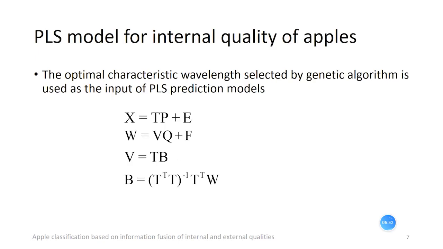Partial least squares is one of the most common methods to construct regression models. It works well whether to analyze a single variable or to deal with multiple different variables at the same time. To analyze internal quality, the optimal characteristic wavelength selected by the genetic algorithm is used as the input of partial least squares prediction models.